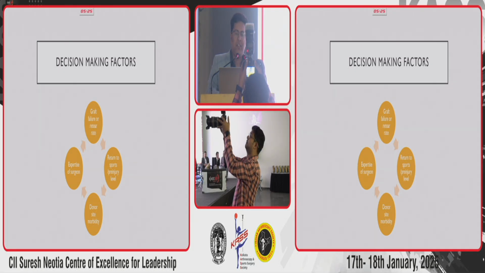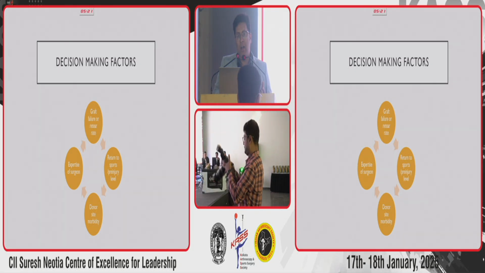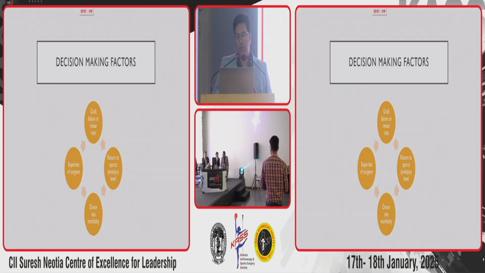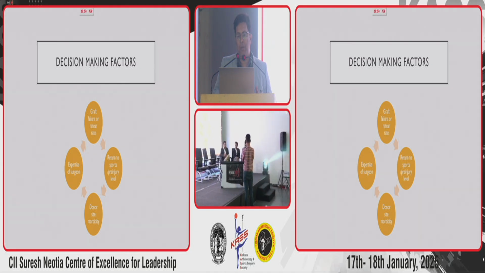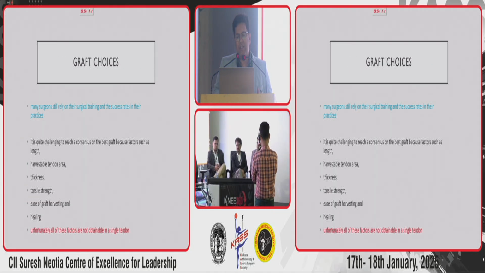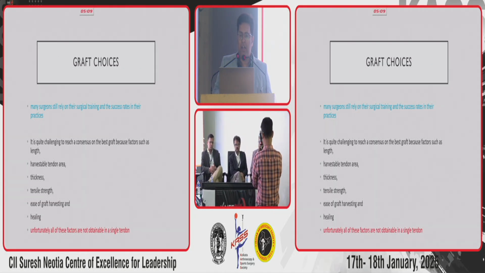So regarding decision making, the factors are graft failure or re-tear rate, then the return to sports and pre-injury level, the donor site morbidity and the expertise of the surgeon. All these things have to be counted. Many surgeons still rely on their surgical training and success rates in their practices. So defining a good graft, unfortunately not a single tendon fulfils the factors of an ideal graft.